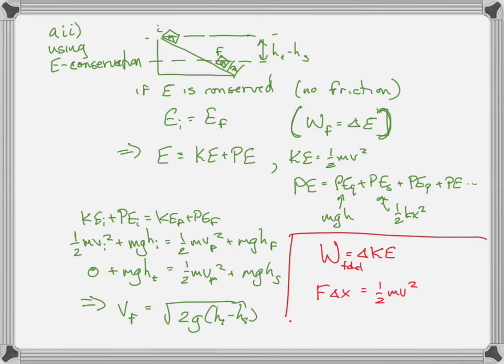Total work is not just F delta x; it's actually F net dot ds, a force times a distance. Kinetic energy is 1/2 mv squared. So if we're trying to relate positions to velocities, then usually work-energy or energy conservation is the way to go. If you're trying to relate things to accelerations, that's usually when you use Newton's second law and kinematics instead.